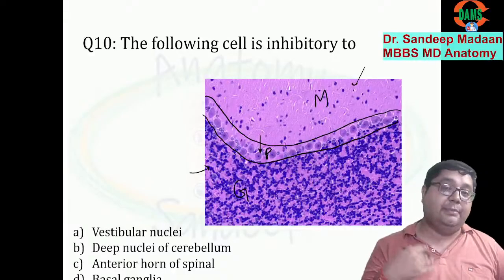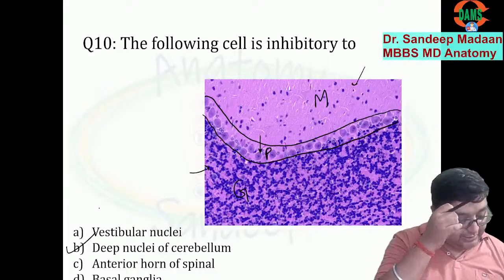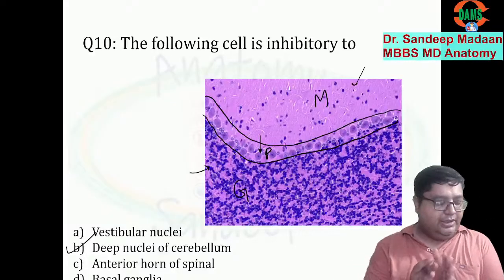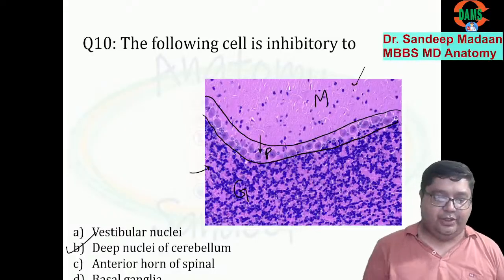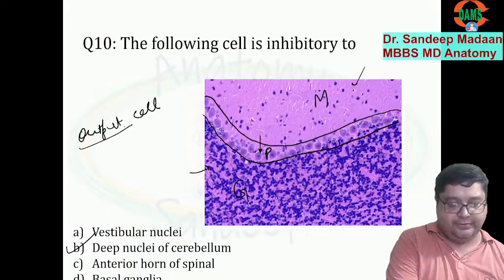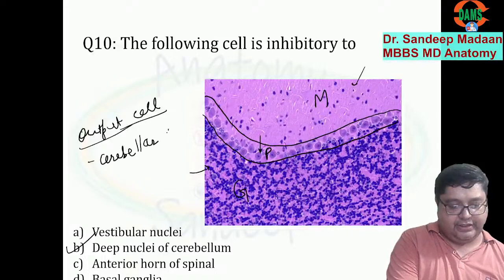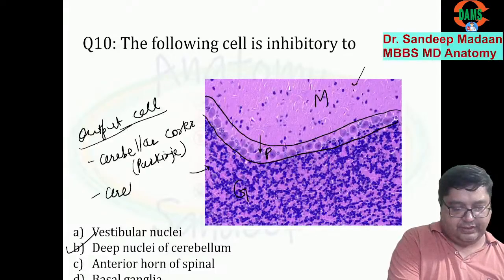Purkinje cells. Question is, Purkinje cell will be inhibitory to what? They will be inhibitory to the deep nuclei of the cerebellum, because if they ask you the output of the cerebellar cortex, then answer will be Purkinje cell. Okay, so if they ask you output cell from the cerebellar cortex, then answer will be Purkinje. Output cell from the cerebellum as a whole, then answer will be deep nuclei.